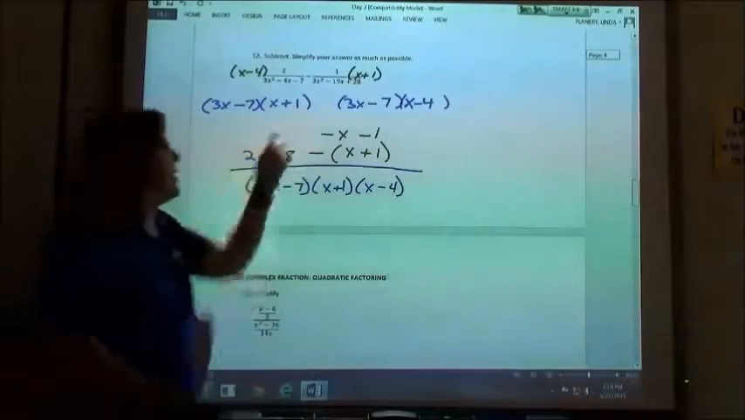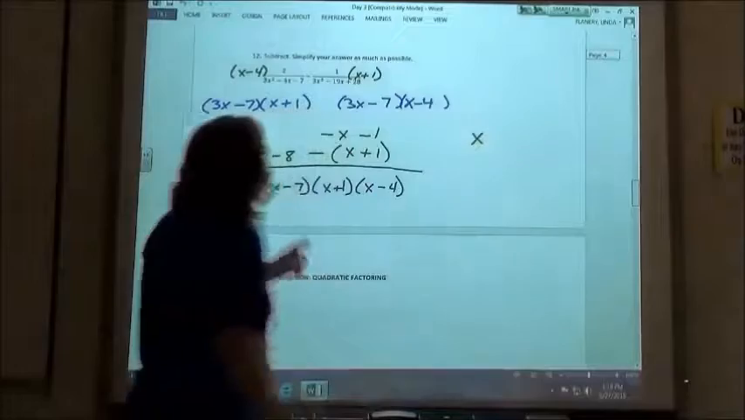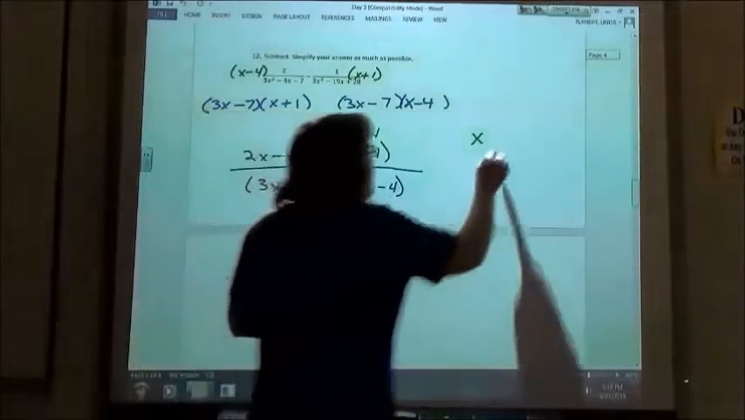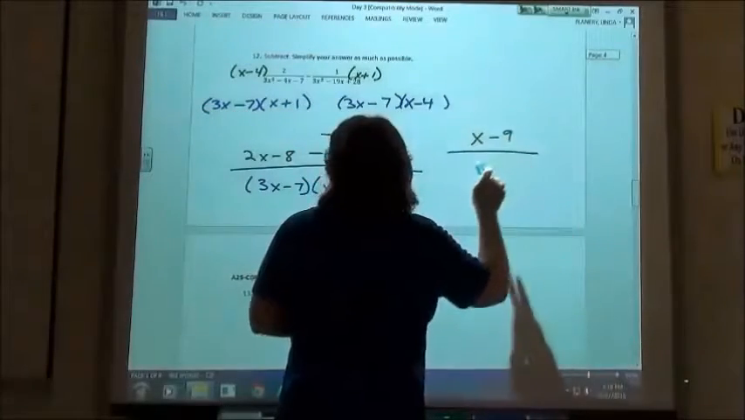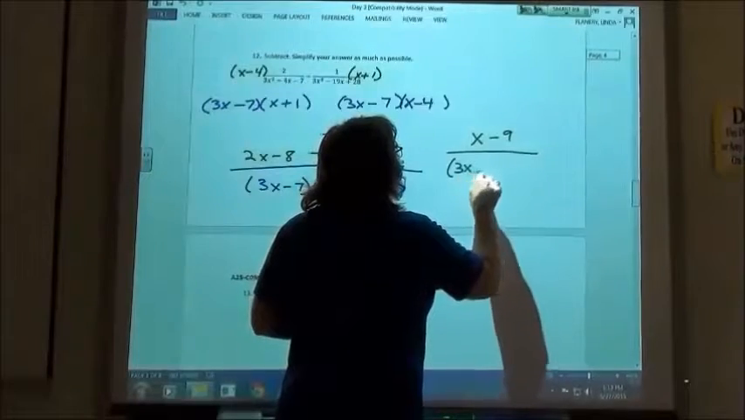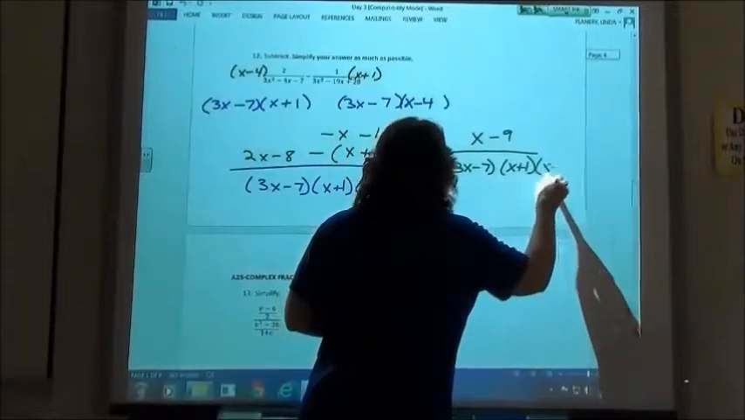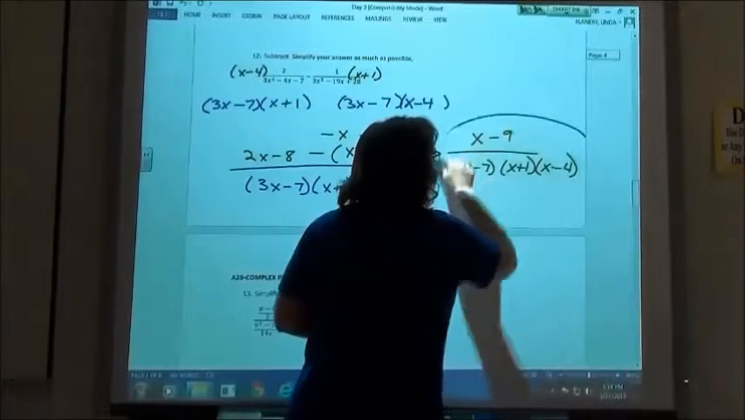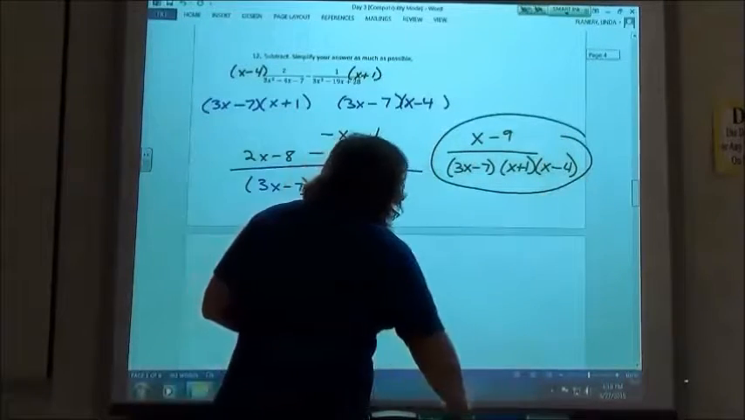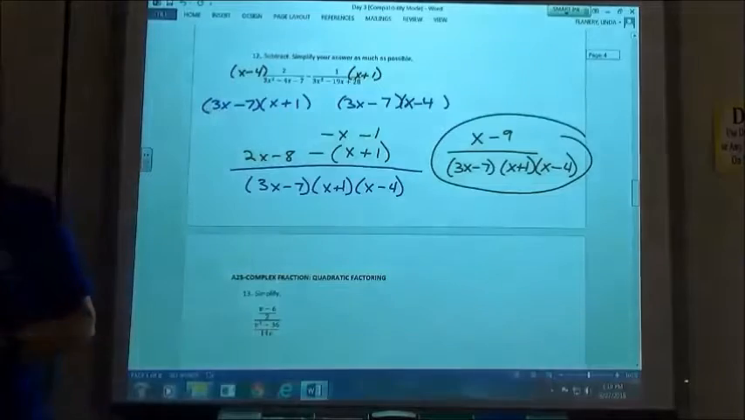So 2x minus x is x. Negative 8 minus 1 is minus 9. And then our denominator, 3x minus 7, x plus 1, and x minus 4. And all of that then is going to go in for your answer.